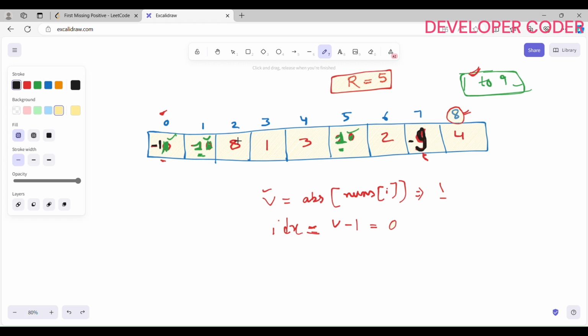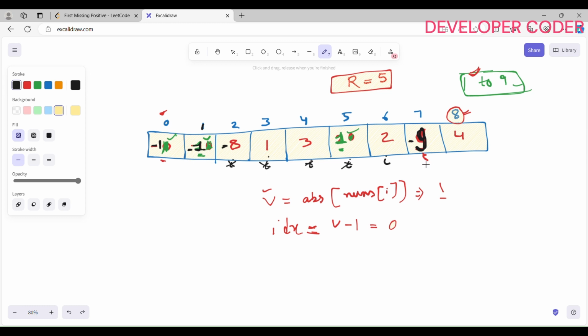Then my i reaches this position, and this is 1, so 1 minus 1 is 0, so I have to change this value to minus 1. This is done. Now my i reaches this position, 3 minus 1 is 2, and at position 2 the 8 is there, so I have to make it negative. After that my i reaches this position, the value is 1, and 1 minus 1 is 0, so at this position it is already minus 1, so I ignore it and my i moves forward. This is 2, 2 minus 1 is 1, so at index 1 the value is 1, and I have to make it negative. This is done.